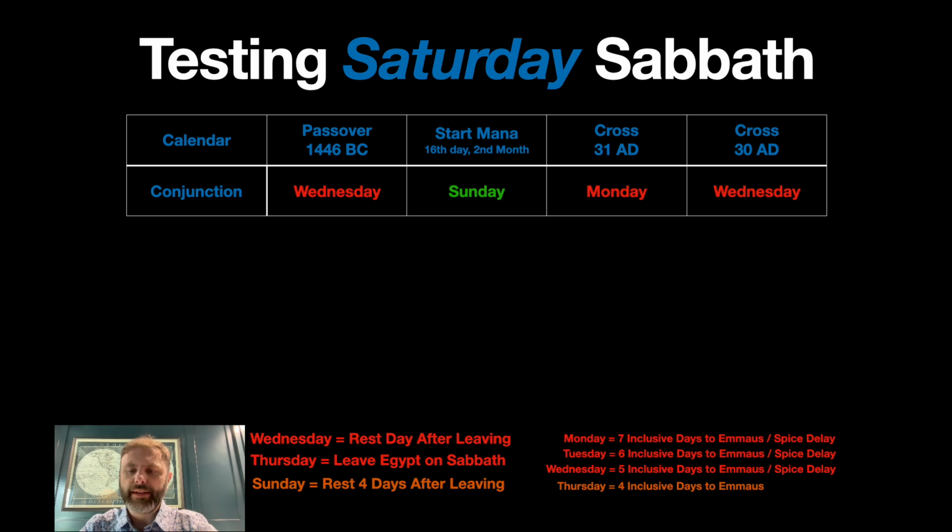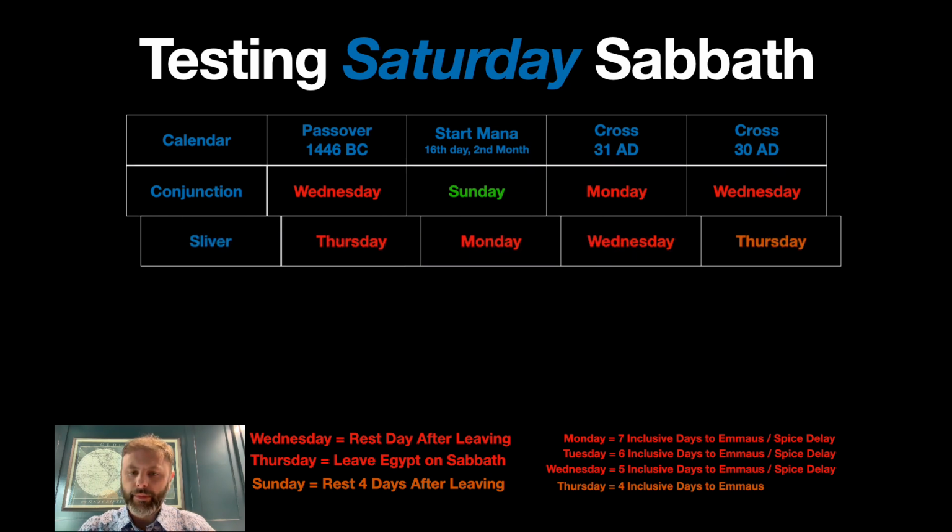We have got the cross on a Monday in 31 AD and on a Wednesday in 30 AD. Both of those days have problems because of the 7 inclusive days to Emmaus, plus the women holding on to the spices and not taking it to the body in a timely fashion when there was no reason they couldn't. So for any particular calendar, Saturday needs to work on all of these different dates for it to make sense. So getting the manna right is not enough.